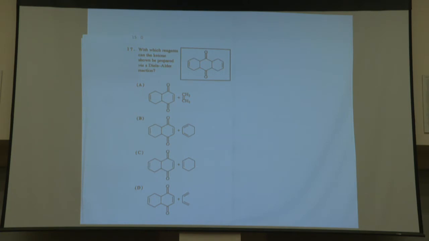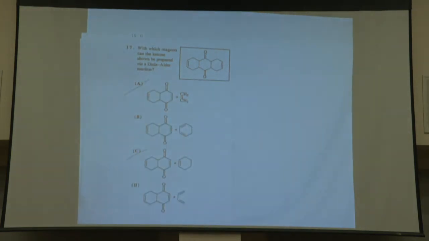With which reagents can the ketones shown be prepared via a Diels-Alder reaction? So this is Orgo 2. You guys did this semester. One really quick way to answer this question is, if you remember, you need a cis-diene to do a Diels-Alder reaction. So nope, nope, right? Those aren't dienes. You need 2 double bonds, and you need cis as well. Can't be trans. Yep, you need a cis-diene to do a Diels-Alder reaction.